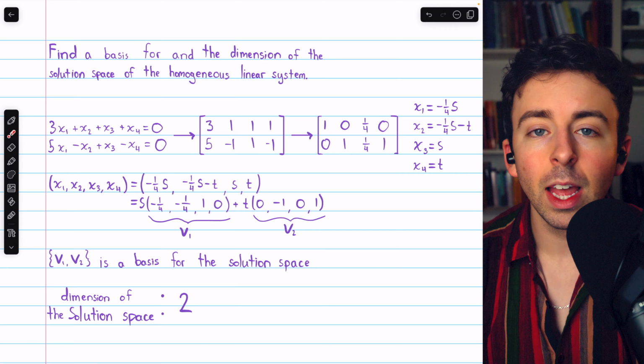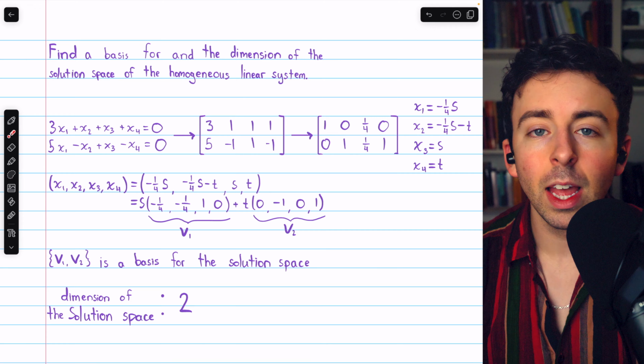We could say that x3 is equal to a parameter s and x4 is equal to t. And from there, we're able to express the rest of the unknowns in terms of s and t as well. From row 1, we have that x1 must equal negative 1/4 x3, but x3 equals s, so negative 1/4 s. From row 2, we have that x2 must equal negative 1/4 x3 minus 1 x4. But x3 is s and x4 is t, so x2 equals negative 1/4 s minus t. And there we go. We've got a parametric set of equations describing the solution space.